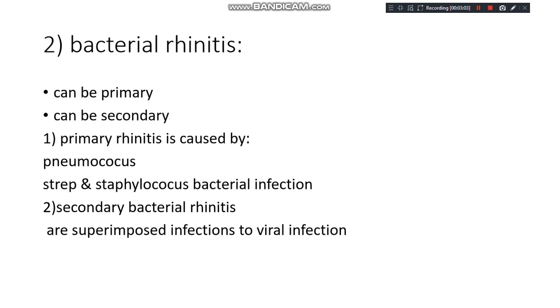The second category we have is bacterial rhinitis. It can be due to primary causes or secondary causes. Primary rhinitis is caused by pneumococcus, streptococcus, and staphylococcus bacterial infection. However, secondary bacterial rhinitis is a superimposed infection on a viral infection. That is to say, whenever there is viral rhinitis, a bacterial infection can superimpose on it, and that is called secondary bacterial rhinitis.